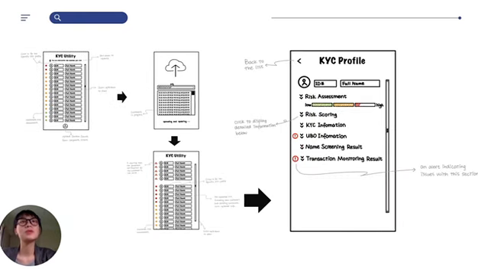In the customer list view, clicking on the ID number of each customer will take you to the fourth screen, which is a detailed KYC profile for each customer. Here you can access specific KYC information, including risk assessment, risk scoring, UBO information, name screening results, transaction monitoring results, and related proof documents. Additionally, there will be warning icons indicating where the customer poses risks or issues.